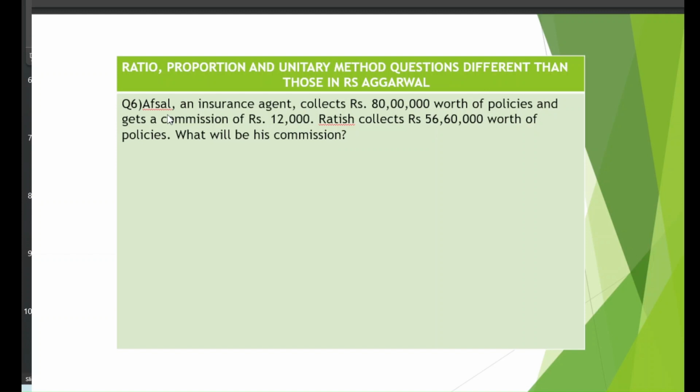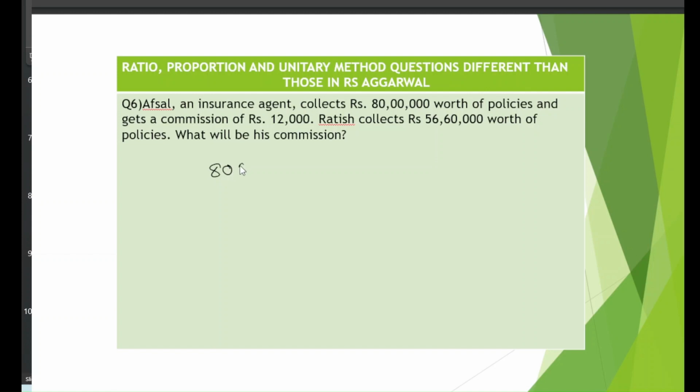Now, Afsal is an insurance agent. He will definitely be selling insurance policies. The more policies he sells, the more commission or reward he will get. Commission is the kind of reward or money that he gets in return for selling more policies. Ratish is also doing the same thing, so we just need to find his commission. We just need to understand that the sales commission received by a salesperson like Afsal or Ratish is directly proportional to the quantity sold. That means we can form a proportion here. Let's form the proportion here.